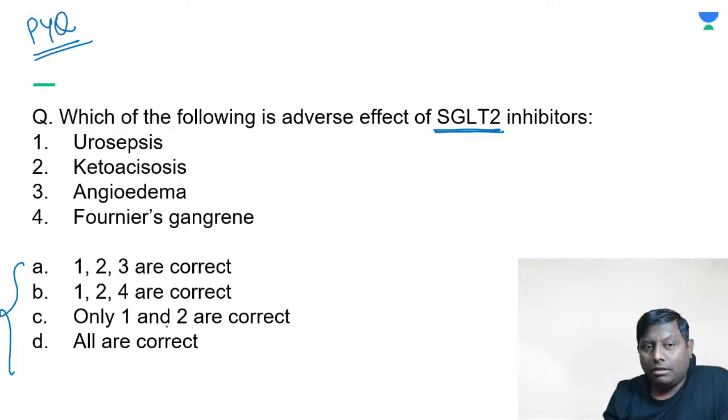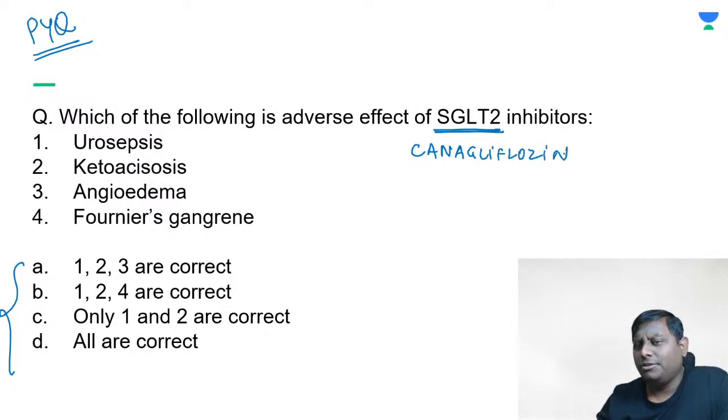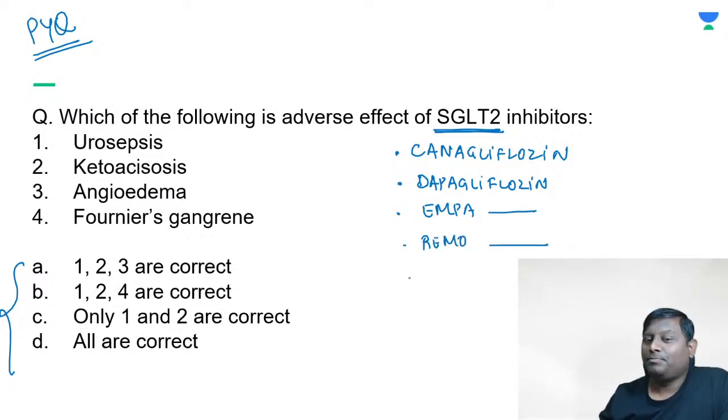SGLT2 inhibitor drugs like your canagliflozin. Nowadays it is very much in practice. Most of the endocrinologists, if you go to them, definitely they will give you one SGLT2 inhibitor: dapagliflozin, canagliflozin, empagliflozin, remogliflozin, and ertugliflozin, another one that has also been approved here. So there are multiple.